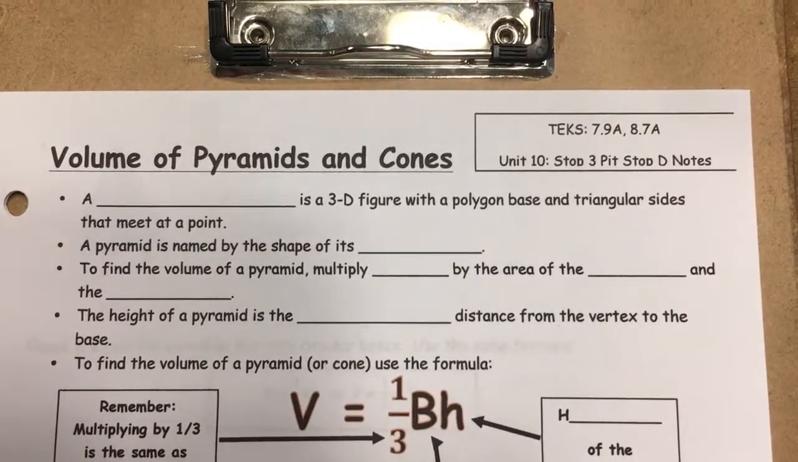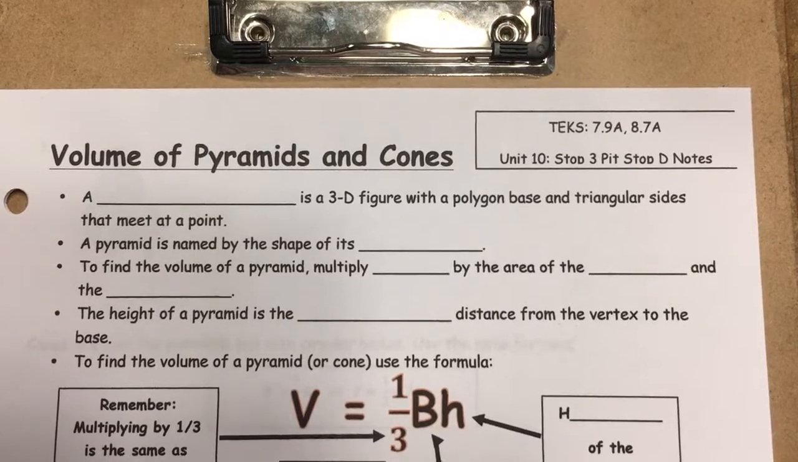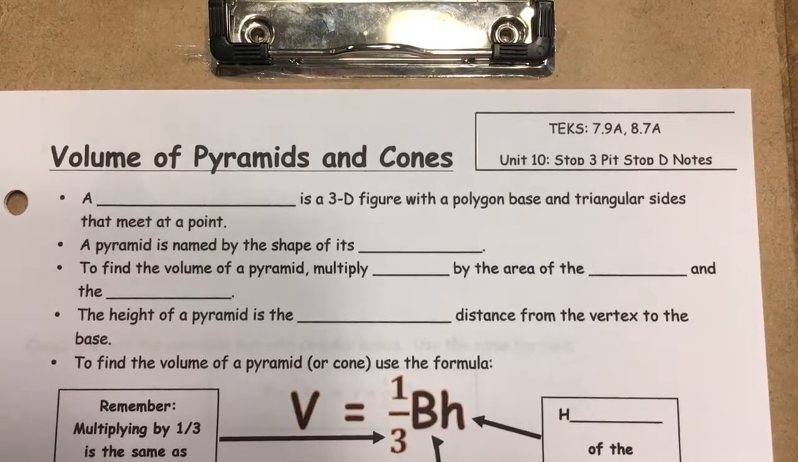Let's look at the volume of pyramids and cones. So we've looked at how to find the volume of prisms. These are slightly different shapes, so they have a slightly different formula. So first of all, what's a pyramid?